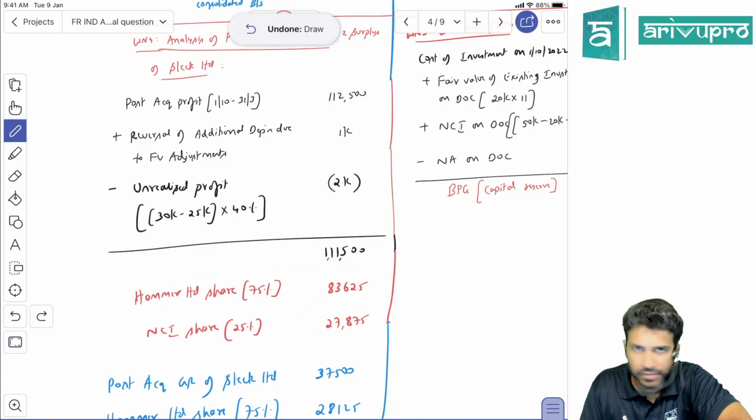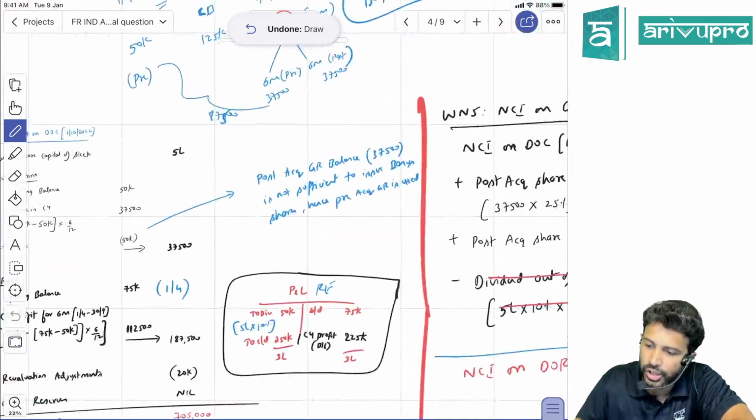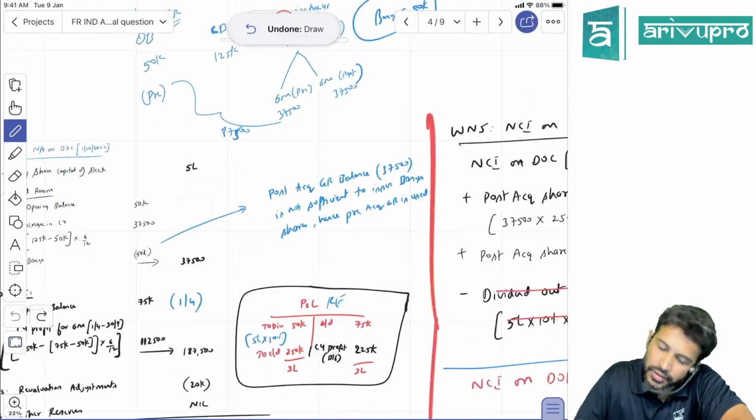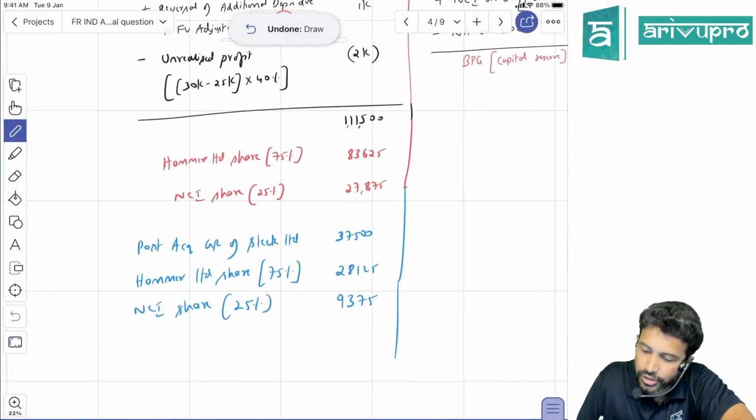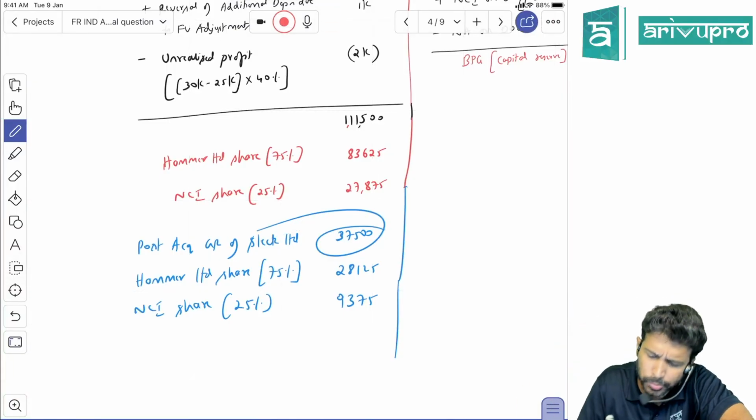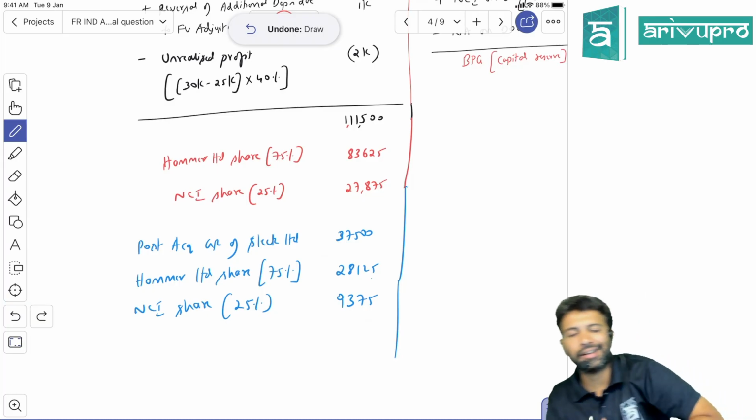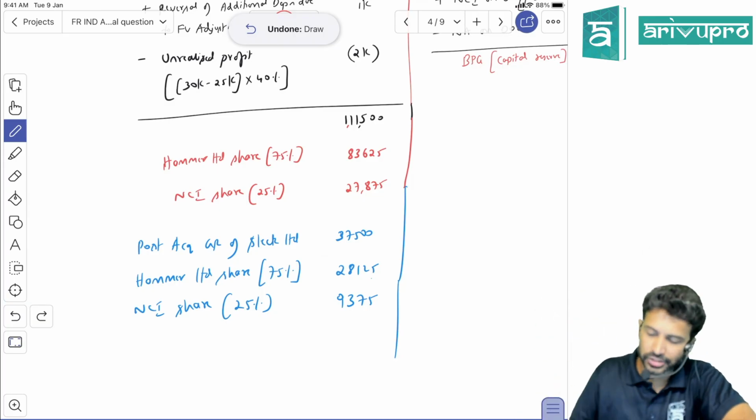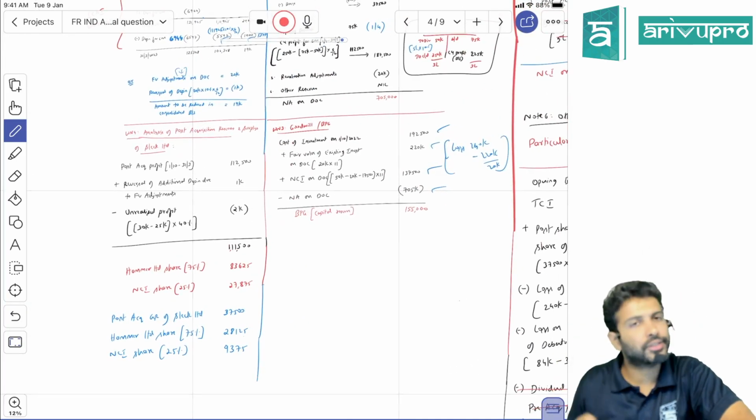Then we have general reserve also. What is the post-acquisition general reserve? We already got it, which is 37,500. We already did some adjustment; bonus and all is already over. So this post-acquisition general reserve is distributed among parent and NCI in their respective shareholding percentage of 75-25. This is working note number 4.